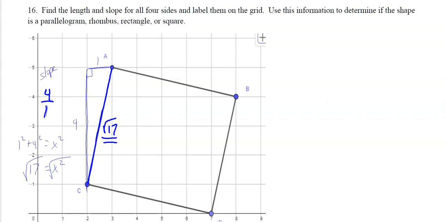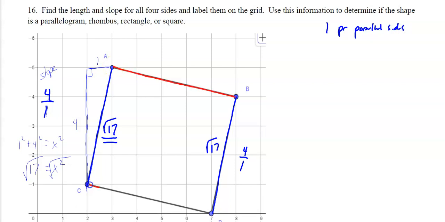Now, if this is going to be some sort of parallelogram or rectangle or something, I need to have parallel sides. Well, this line over here also has a slope of 4 over 1. And when you do the Pythagorean Theorem, it's also the square root of 17. So right now, I have one pair of parallel sides. All right?